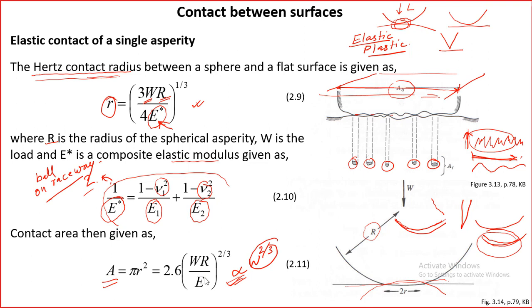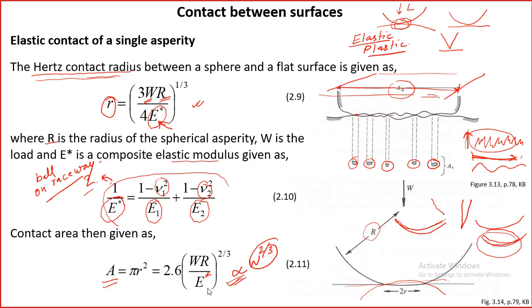So it should be E star, no? Only E is written there in A. Yes, sir, you are right. This should be E star because we are using this equation. Yes.